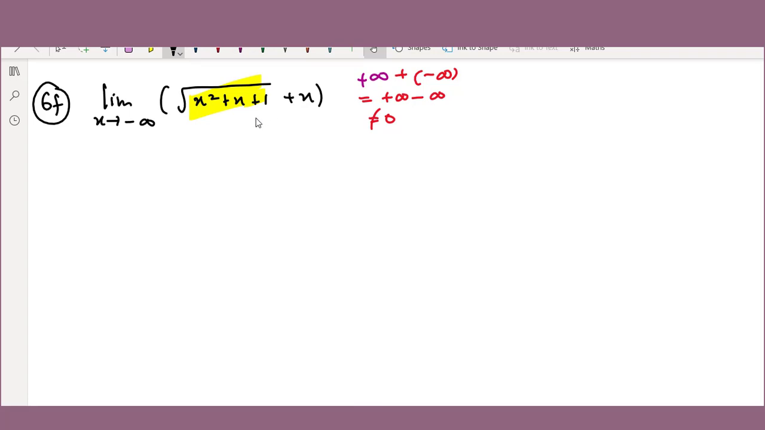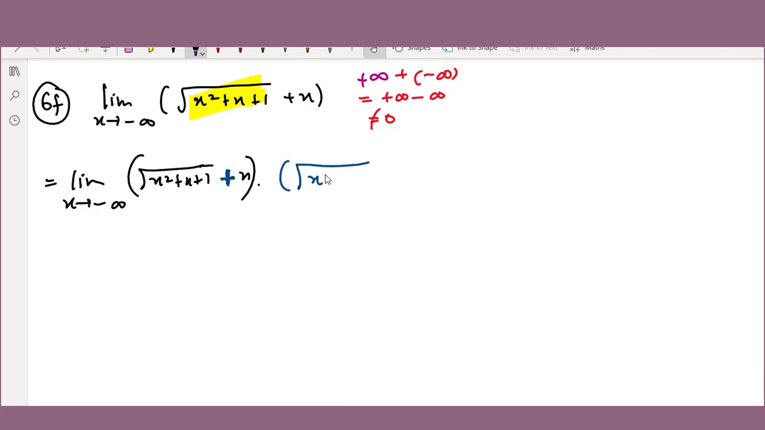Just multiply by its conjugate. Its conjugate is a special technique. Okay, conjugate. So what is the conjugate for this one? The conjugate is of course the opposite sign. So the conjugate is x, square root of x squared plus x plus 1 minus x, over the square root of x squared plus x plus 1 minus x. Then simplify.